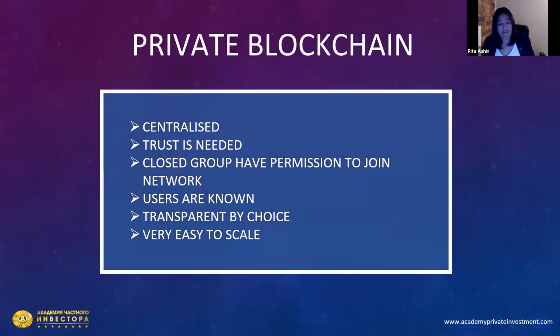And private blockchains, these are centralized. The information is kept in one place, so definitely trust is needed here. You have a closed group that have permission, only permission to join that network. The users are known to each other, and they can be transparent by choice, so they don't have to be, and in most circumstances they're not. And again, a small amount of people are looking after this network, so it's very easy to scale. The transactions are normally quite a bit faster on a private blockchain.